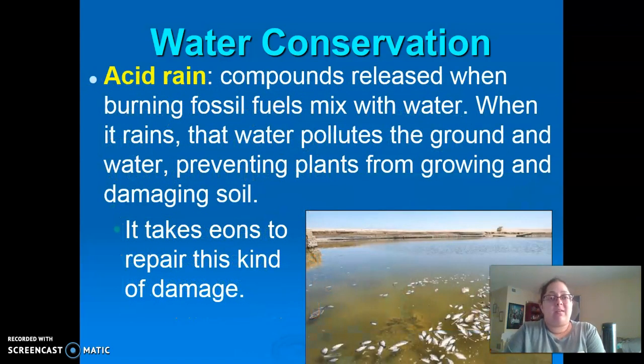Acid rain is a situation where compounds are released by burning fossil fuels, right? And when they mix with water and that water comes down to earth during precipitation, that water pollutes the ground and it pollutes the water. And basically plants can't grow in that soil because it's too acidic. And sometimes, like you can see in the picture, fish can die. It literally changes the chemical composition of the soil or the water. And it takes eons to repair this kind of damage, like thousands of years for this kind of stuff to get fixed.